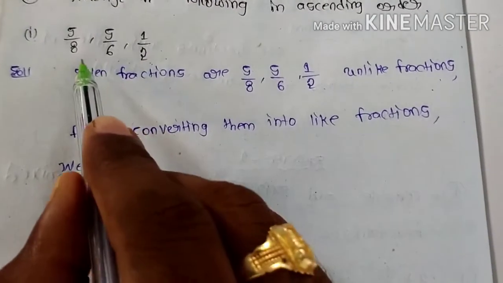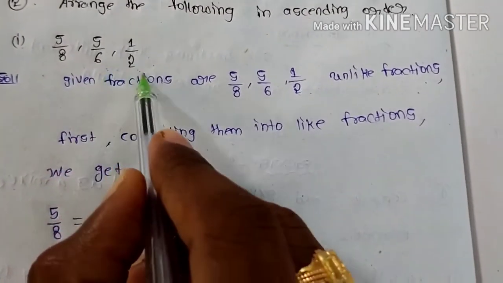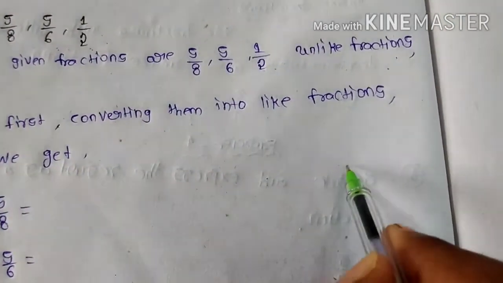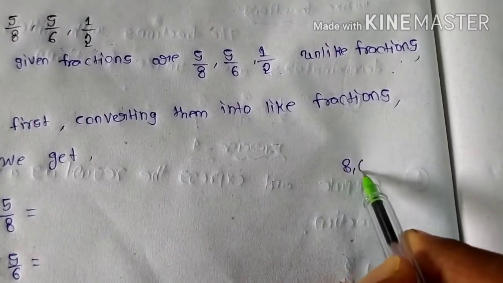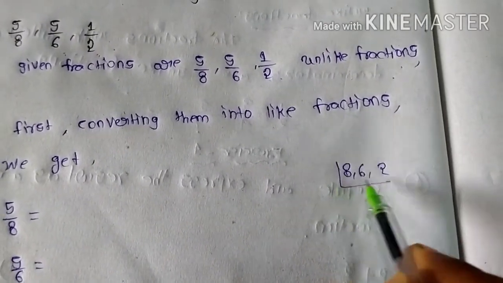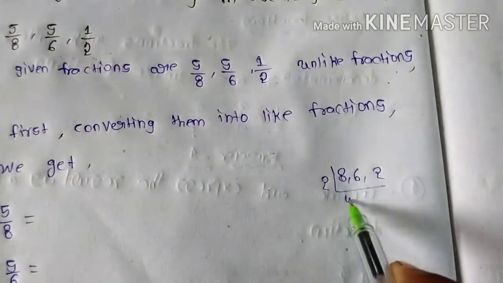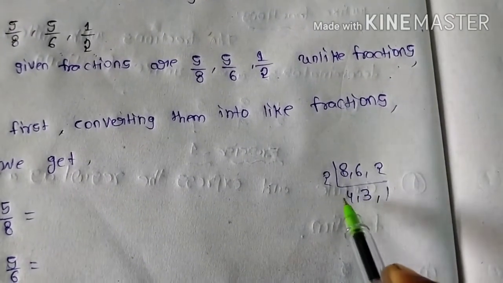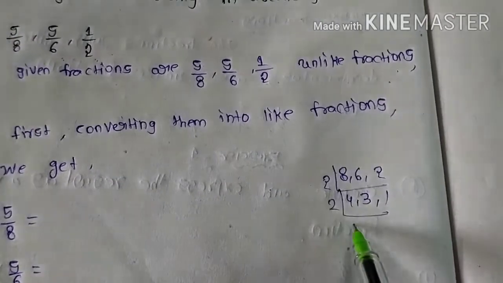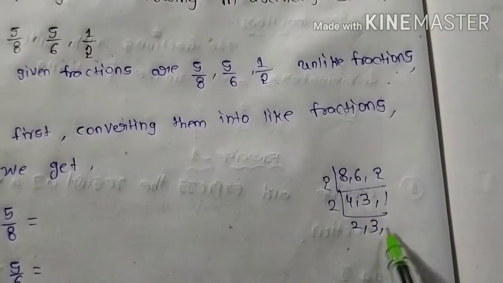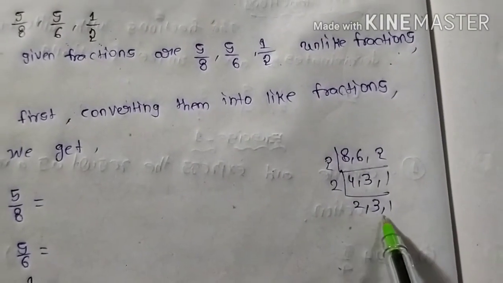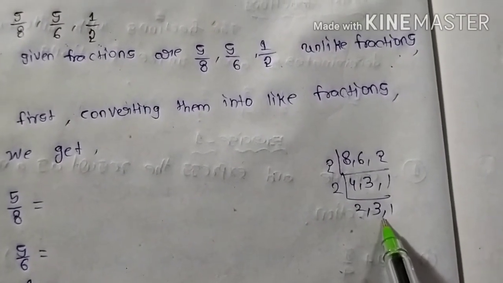First you can see here 8, 6, 2. Find the LCM of 8, 6, 2. How much is it? 2 fours are 8, 2 threes are 6, 2 ones are 2. Next you can see here 2 twos are 4, here 3, here 1. Once you observe that 2 and 3 are prime numbers, you can stop here.